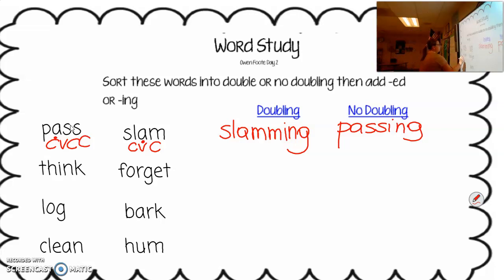Let's look at the next word. Think. I have the letter I, a vowel, C-V-C-C. With the C-V-C-C, I do not double. So no doubling for thinking.